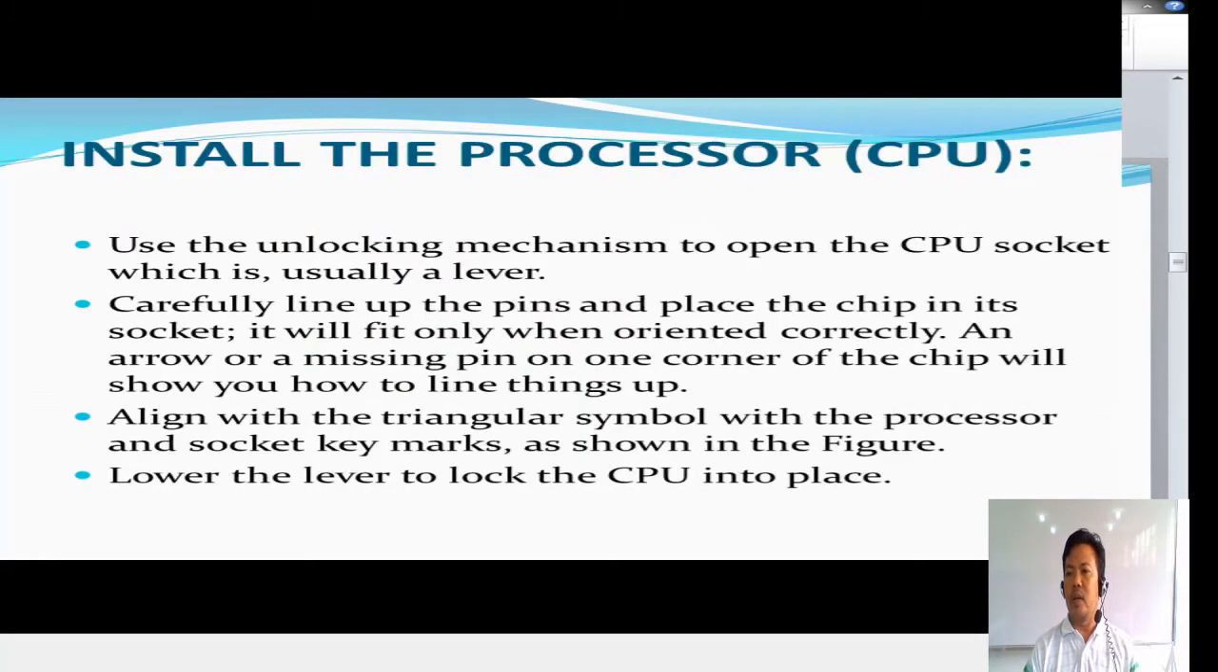Okay. Install the processor. Use the unlocking mechanism to open the CPU socket, which is usually a lever. Okay. Then carefully line up the pins and place the chip in its socket. It will fit only when oriented correctly, or an arrow or missing pin on one corner of the chip will show you how to line things up. So everything when you are going to install, do not apply force, but make sure you check the orientation. That is based on the pin guides.